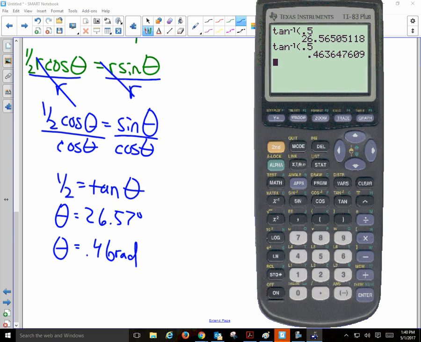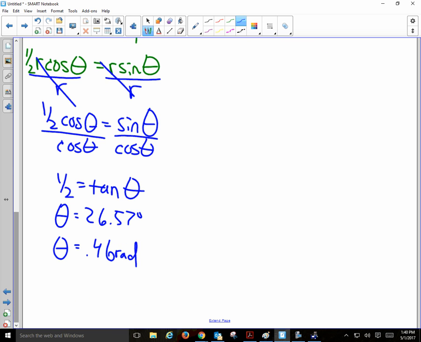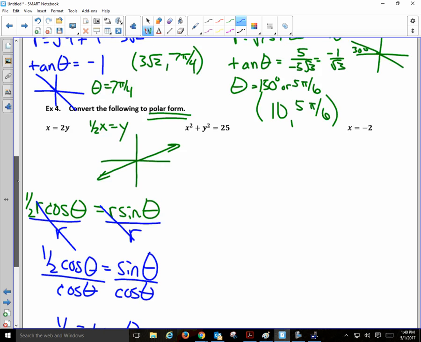I want you to look at my line that was drawn and see if this makes sense. I came up with a theta value of 26 degrees. As you look at that line, does it look like it could have an angle of about 26 degrees? Yeah, it sure does. And so the polar form of that is theta equals 26 degrees, or 0.46 radians.